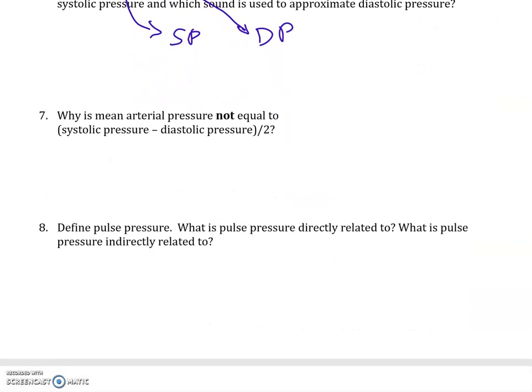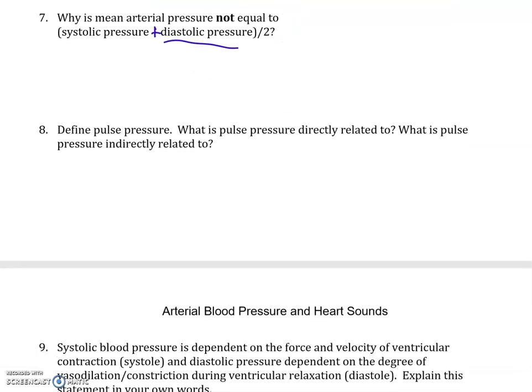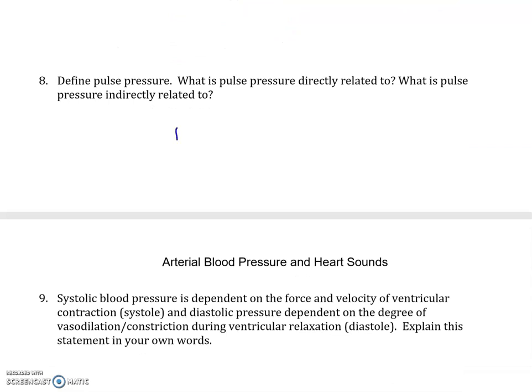Why is mean arterial pressure not equal to systolic plus diastolic pressure divided by 2? The reason for that is that we're spending more time on the diastolic side as opposed to the systolic side. So we need to double this diastolic pressure plus 1 time the systolic pressure and then divide by 3 to account for that, to get the mean arterial pressure. Define pulse pressure. The pulse pressure is equal to systolic pressure minus the diastolic pressure. So that's where you have to have the minus, actually, systolic minus diastolic pressure.